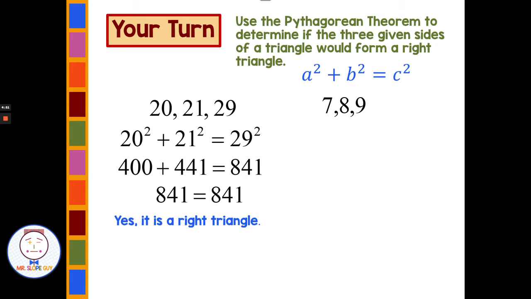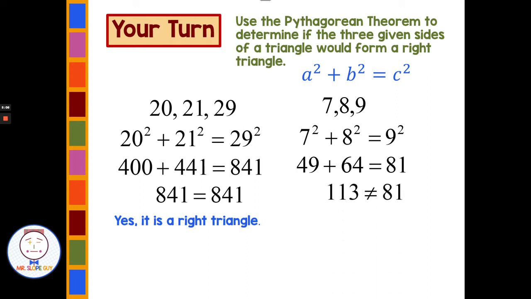Let's try the other one with 7, 8, 9. Put that in the Pythagorean Theorem. I have 7 squared plus 8 squared equals 9 squared. 7 squared is 49, 8 squared is 64, and 9 squared is 81. If I add 49 and 64 together, I get 113. And 113 does not equal 81, so this is not a right triangle.